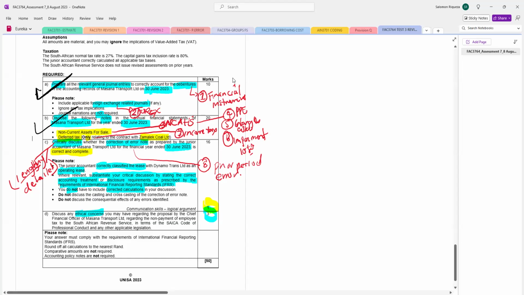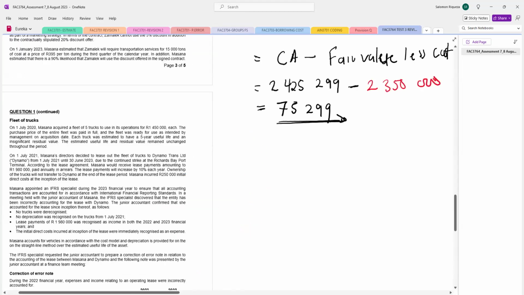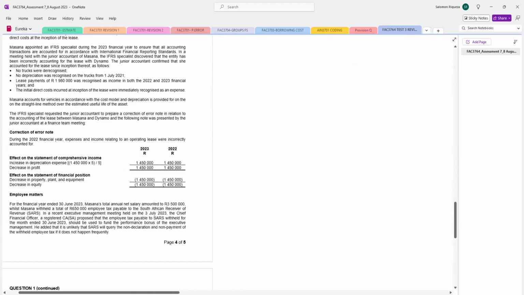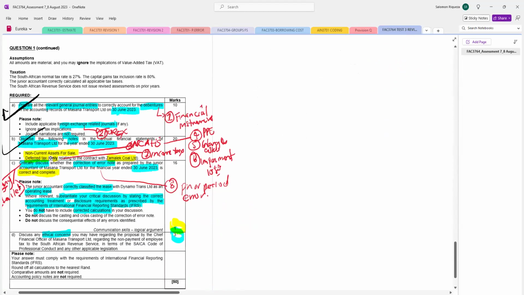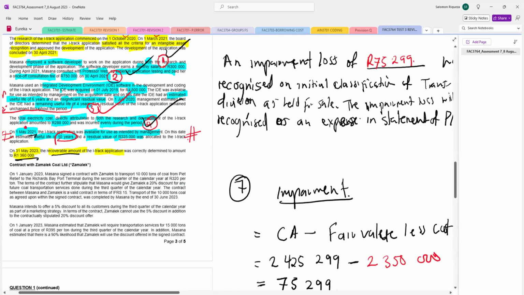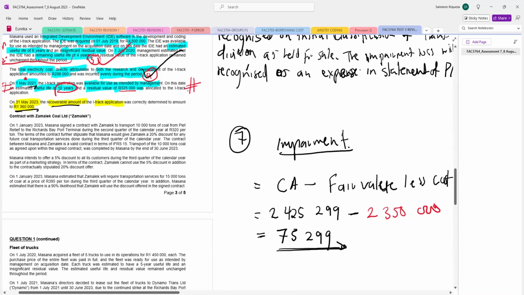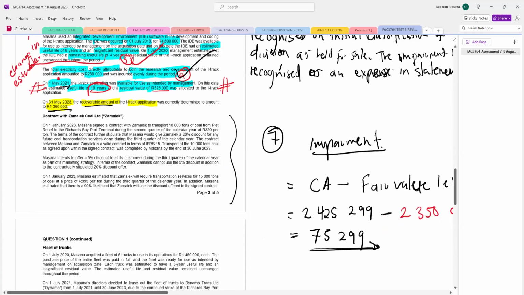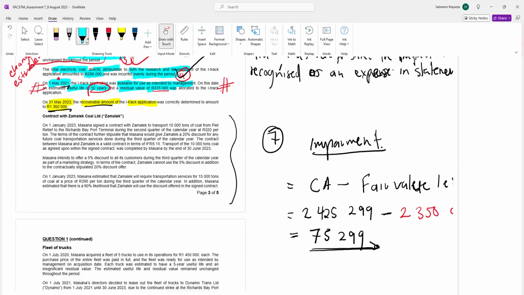Naomi, you didn't do the deferred tax, or we can do it on our own. Oh yeah, I didn't do deferred tax. Sorry, I actually forgot about it. So deferred tax must relate to the contract with Zamalek Co. Limited. Okay, let's do that first. We only want deferred tax relating to Zamalek, and it's only this information. Right, so let's do that. Thank you so much for that.